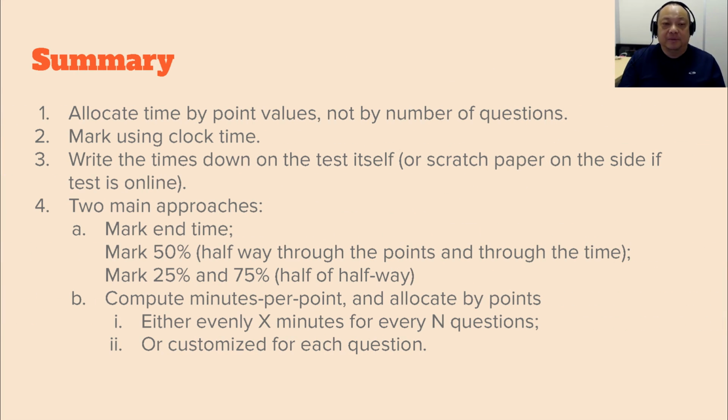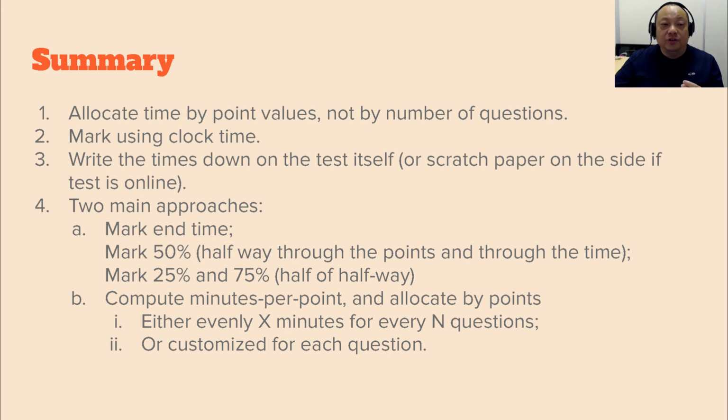So here's a summary. Main principle is to allocate time by point values, not by number of questions. Except that if the questions are all equal values, then allocating by question is okay. Mark using clock times. Write the times down on the test itself, or if the test is online, then on scratch paper.